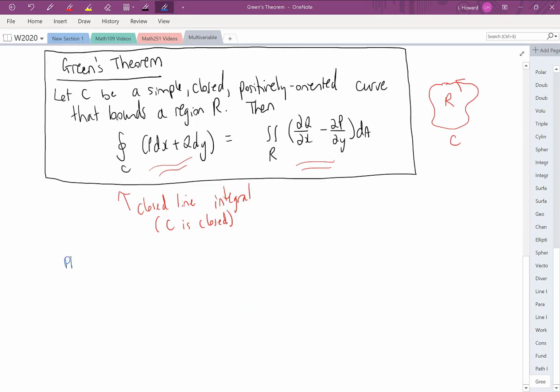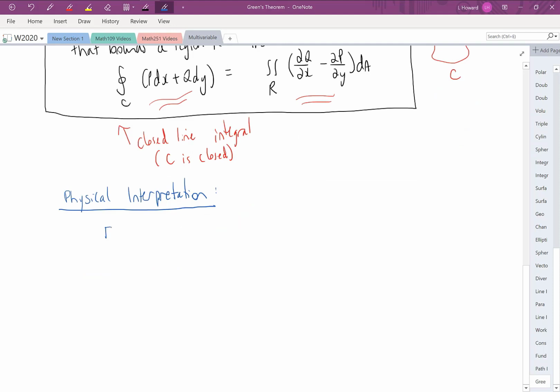Let's think about a physical interpretation of Green's theorem so that we can understand that on an intuitive level. So let's say that we have a vector field. It's in 2D. We'll call that PQ. And specifically, let's say that's a force field. So when we look at the integral on the left side here, that's the integral around C of something that looks like p dx plus q dy, that is work. So that's the work done by our force field around C.